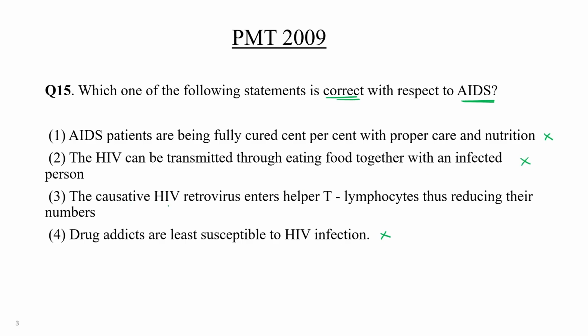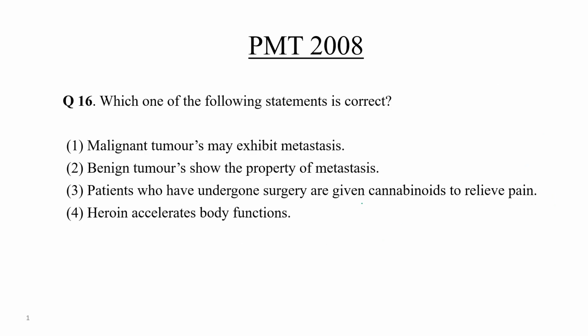Third, the causative agent of HIV is a retrovirus, meaning an RNA virus, that enters the helper T cell and thus reduces their number. That's why it reduces the immunity of that individual. So this one is the correct statement. So choice number 3 would be the correct answer to this question.